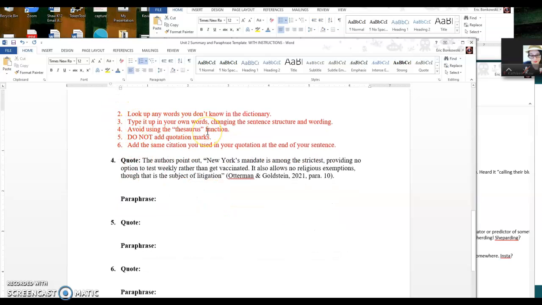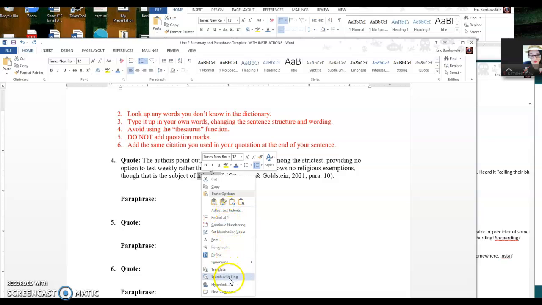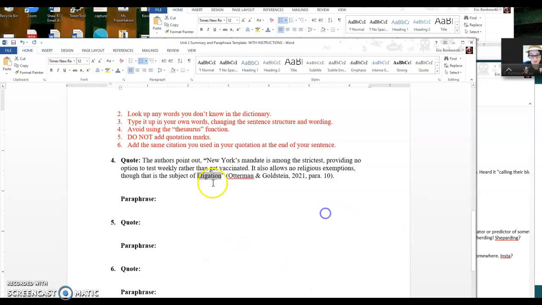My third instruction is to type it up in my own words, changing the sentence structure and the wording. I'm going to avoid using the thesaurus function because typically people will just look up the thesaurus and change this. So don't do what I'm doing right now. If you look up synonyms and choose hearing, it's not going to really be helpful to just put it in those words. Trial, process. I think something like legal action is probably what I'm going to end up using, but you don't want to just go through and switch a couple of words in the thesaurus because that's not going to be enough. The point of the paraphrase is to literally put it in your own words.